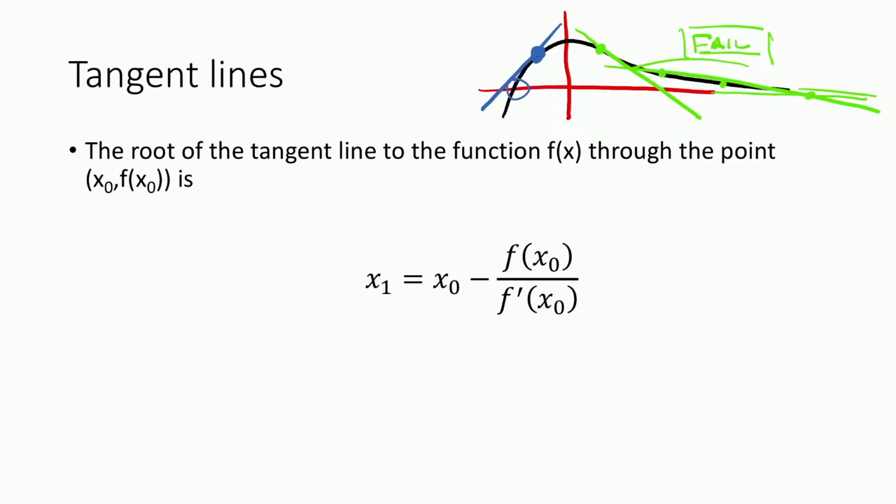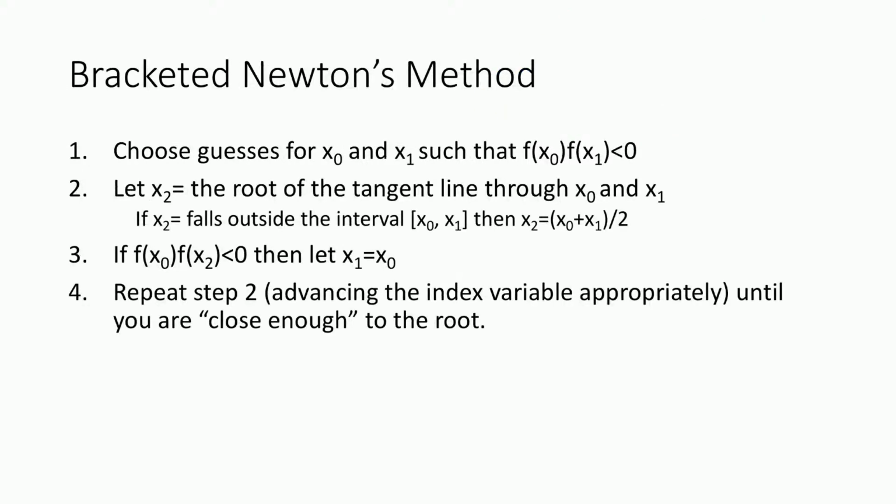So how do we bracket? Well, the idea behind bracketing is you take that method and combine it, do a hybrid of this method with the bisection method. So here's the bracketed Newton's method, and the bracketed secant method is very similar. I'll show you that one as well. So those are the only two things we want to go over today.